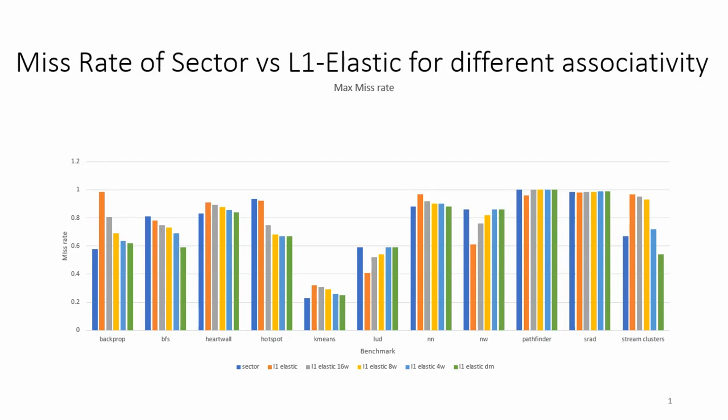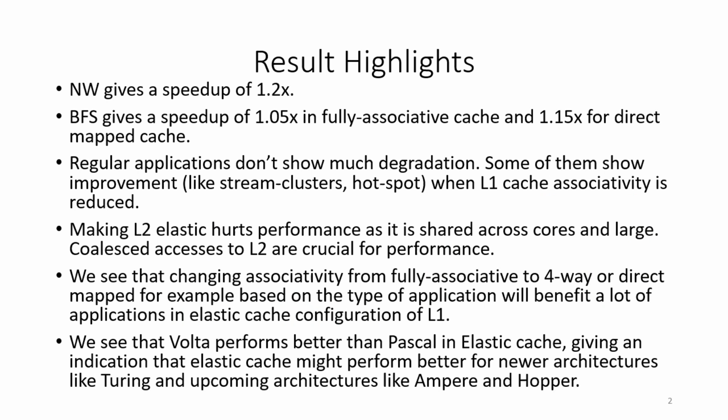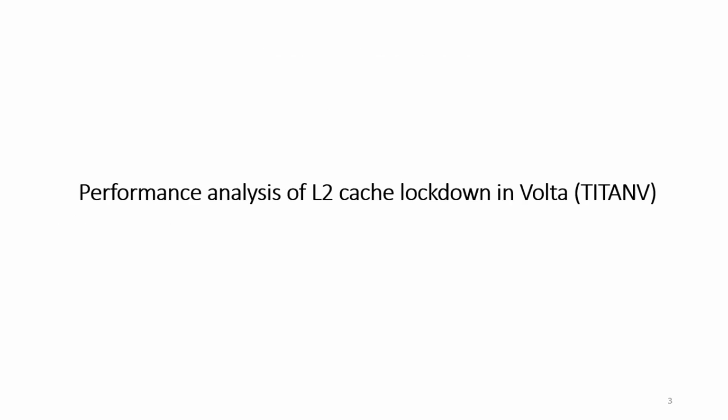We plot the miss rate of sectored L1 versus L1 elastic cache for different associativities. We see that benchmarks showing IPC improvement see an improvement in the miss rate as well. Irregular benchmarks show the best possible performance. Regular benchmarks do not show performance improvement or degradation, and this is expected. For experimental purposes, we made the L2 cache elastic, but we did not see any additional gain. We see that changing the associativity benefits a certain type of applications when running in the L1 elastic cache configuration. For smaller sized L1, elastic caches perform better.